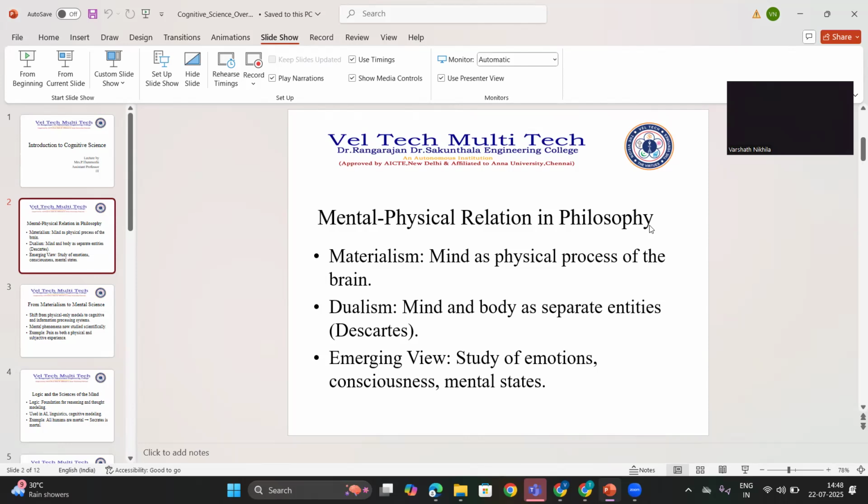Next one is non-reductive physicalism. The mental states are based on physical brain processes but cannot be fully explained by them. For example, water is made up of H2O molecules, but the property of wetness can't be explained by just studying the molecule, right? Similarly, consciousness arises from neurons, but it involves higher-level phenomena like self-awareness. That is what we call mental-physical relations in philosophy.